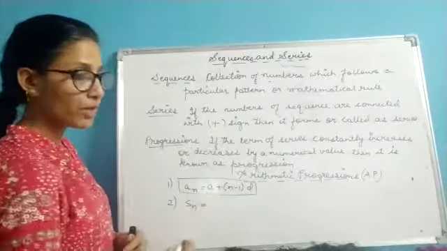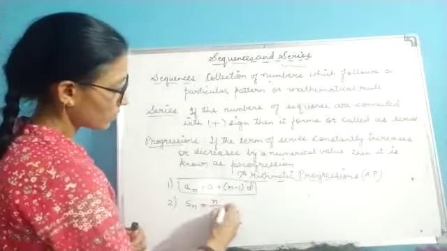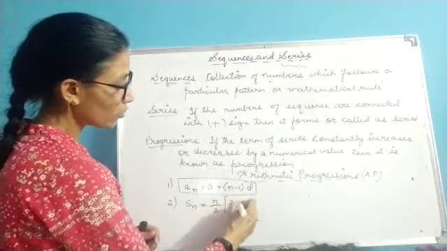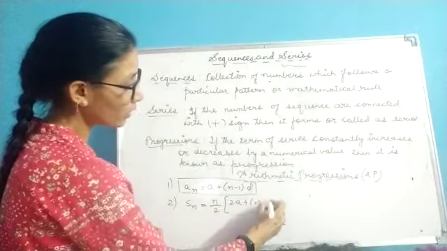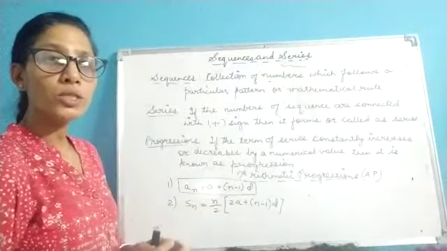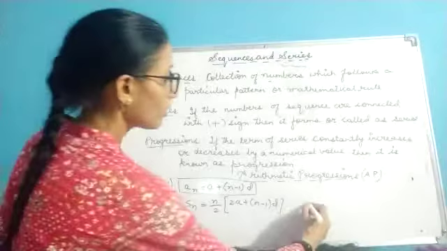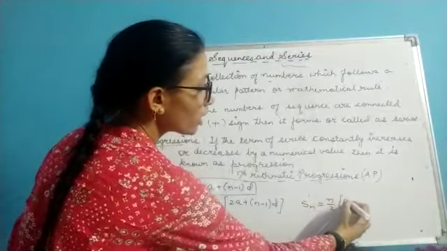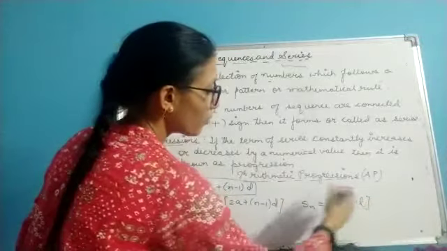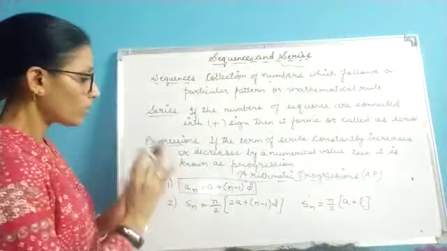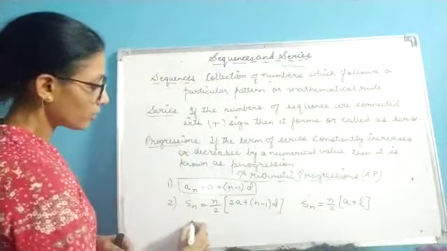The formula for the sum of n terms is n by 2 into (2a plus (n minus 1) into d). You have also read one more formula which is to be used in special cases: when your first and last numbers are known, then you can apply this formula. Children, now in class 11th there is one more formula, that is arithmetic mean.